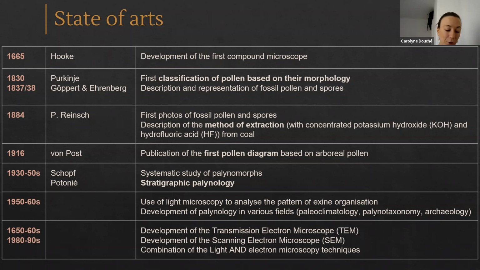During the 20th century, the importance of stratigraphy appears and the first pollen diagrams were published. But palynology was mostly related to ecology, and it also had the economic advantage since it allowed to extract charcoal. And it's only during the 1950s that it developed in other fields of study, including archaeology.